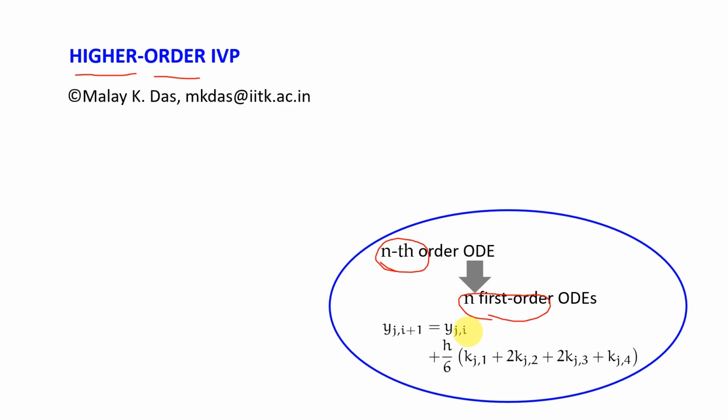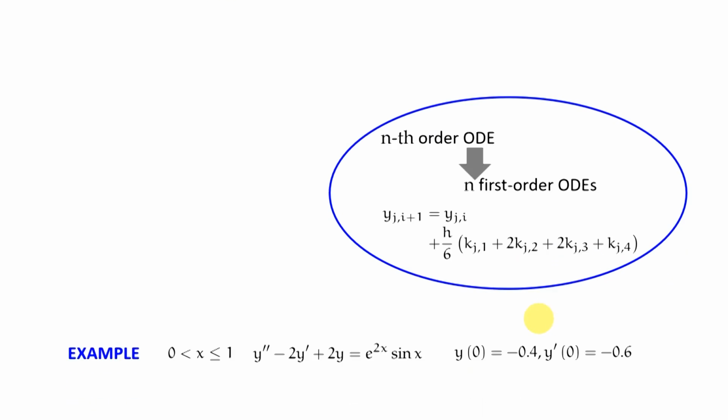Then these first order ODEs usually become coupled. This coupled ODE set we solve simultaneously. So instead of y(i+1) equals y(i) plus h by 6 (k1 plus 2k2 plus 2k3 plus k4), the fourth order Runge-Kutta algorithm, now I have y subscript j here and also k subscript j here. Each of these j indicates one of these first order ODEs. So let us see this technique with an example.